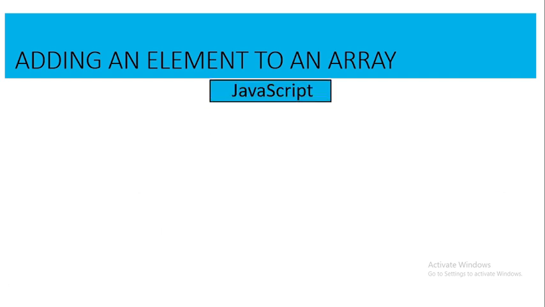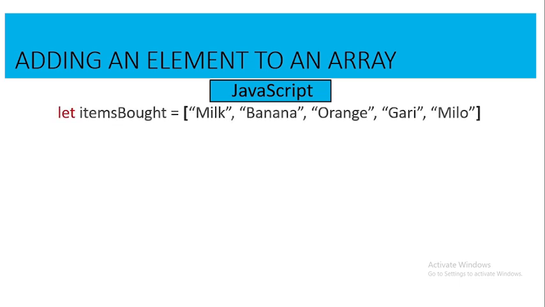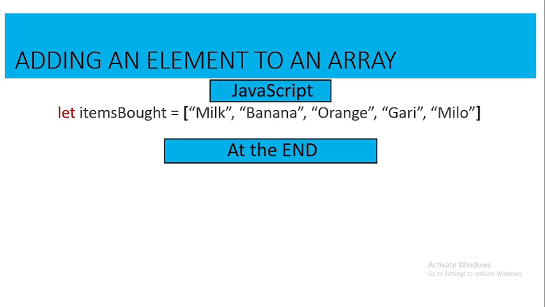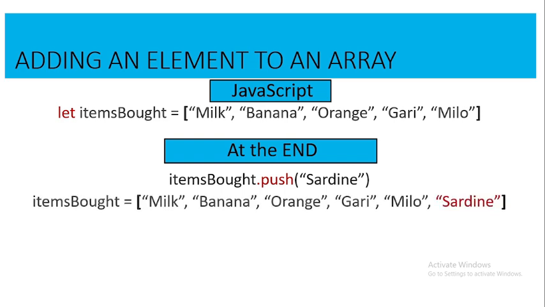Let's check the JavaScript programming language also. let items = [milk, banana, orange, gari, milo]. JavaScript has a special method, dot push, which performs the same function as dot append in the Python programming language. items = [milk, banana, orange, gari, milo], then we use the dot push method to insert at the end of the array.